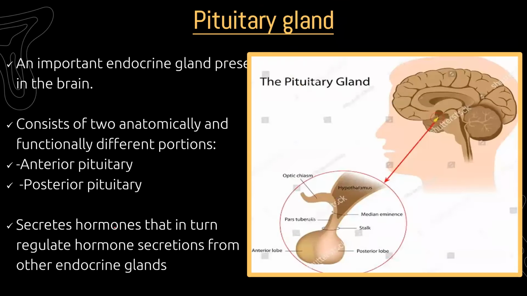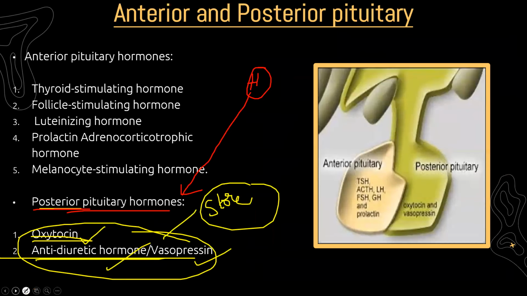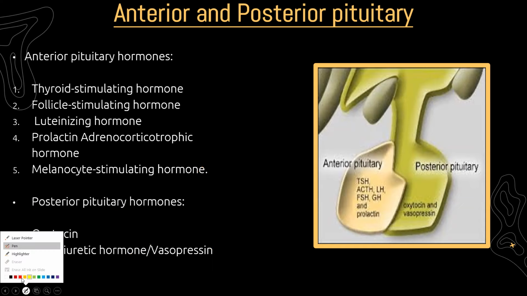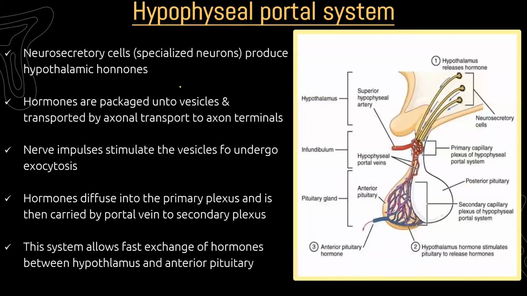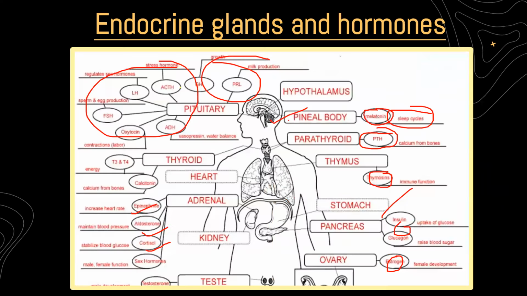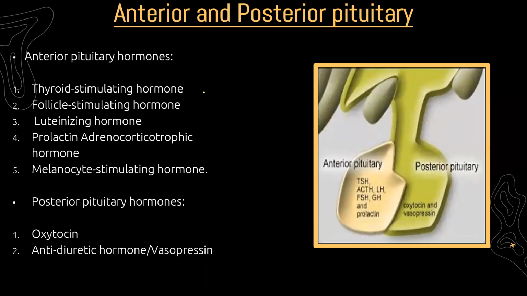So remember my words: the posterior pituitary doesn't release anything. Whatever hormone is synthesized in the hypothalamus reaches the posterior pituitary via the hypophyseal portal system and gets stored there. Never ever get confused with that. But there is no problem with the anterior pituitary. Why? On its own, the anterior pituitary can synthesize hormones as well as regulate them. Do not get confused with that particular point.